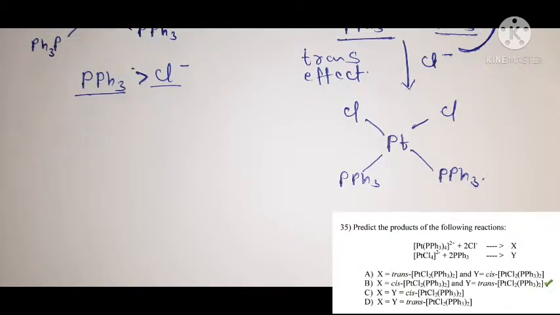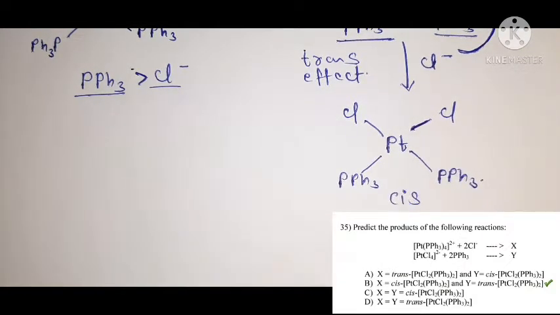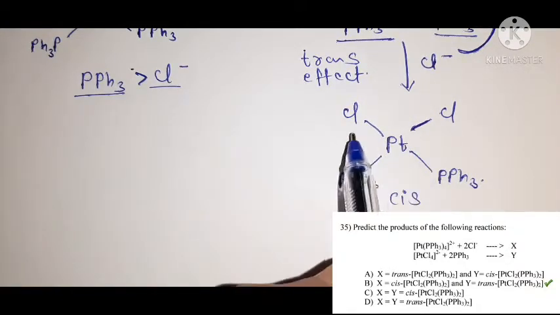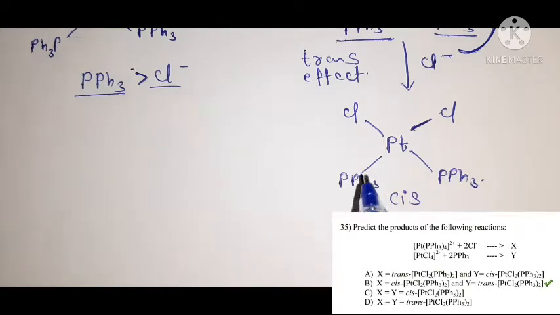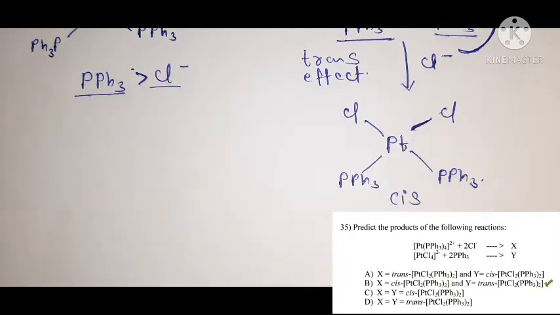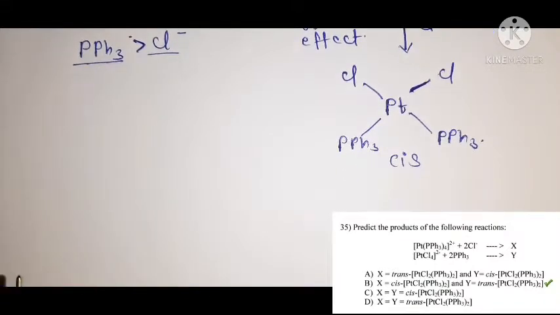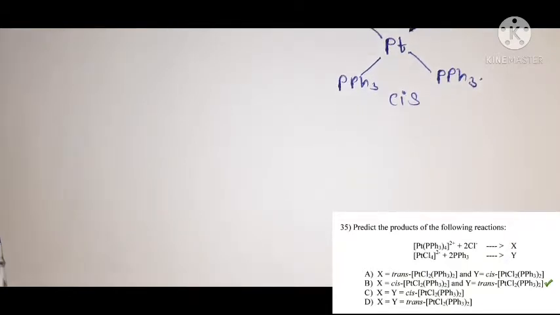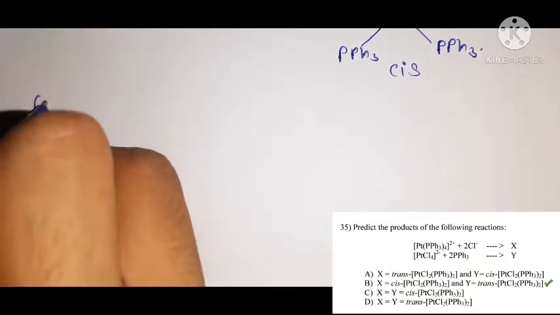Now the geometry of this product is cis geometry. Why cis geometry? You clearly see that both like ligands are present on the same side. Here both triphenylphosphine ligands are on this side and both chlorine ligands are on this side. So this type of molecule is known as a cis molecule. Okay, so this molecule is cis in geometry. Now we talk about the second reaction.